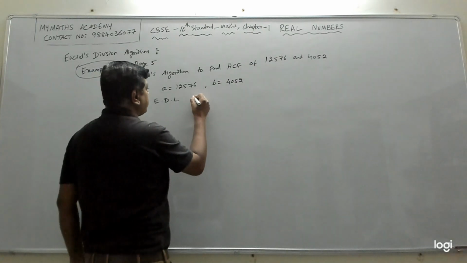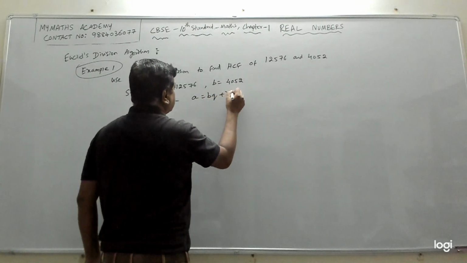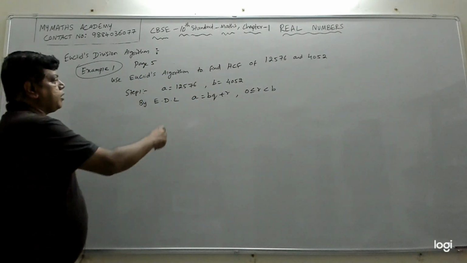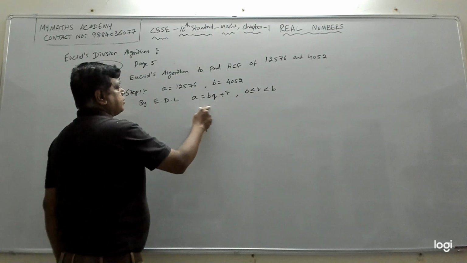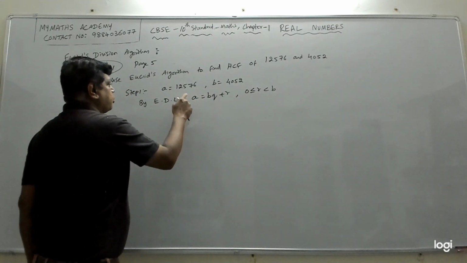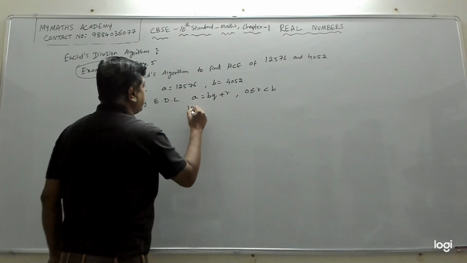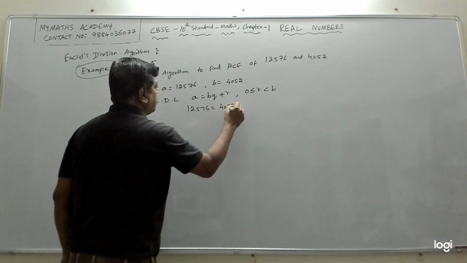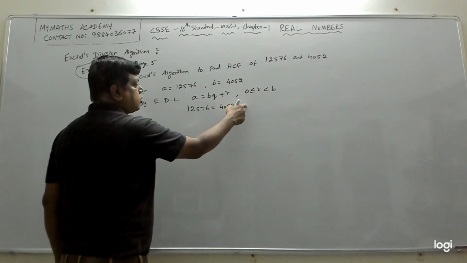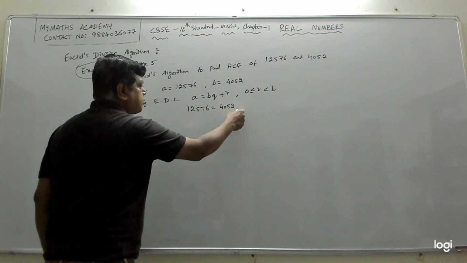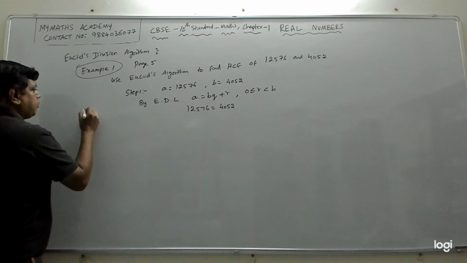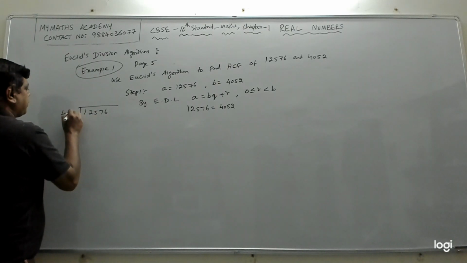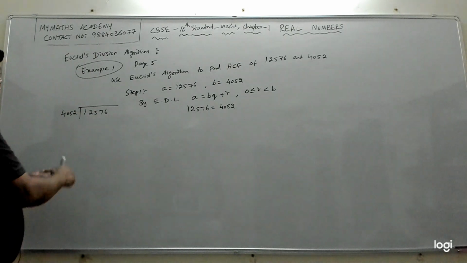Right? What we have? We have A is equal to BQ plus R, where 0 less than or equal to R less than B. Right? Which means your A can be expressed like this. So A is 12576 equal to B, B is 4052. Then Q we don't know, we need to find, and R also we should find. How do we find Q and R? To substitute here, we will divide 12576 by 4052. We'll do a normal division.